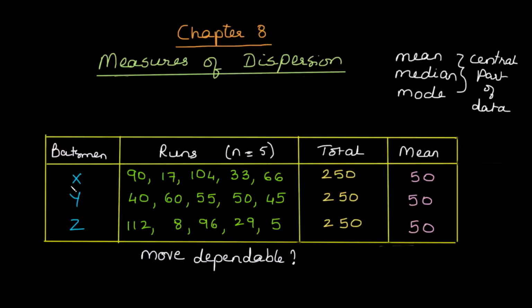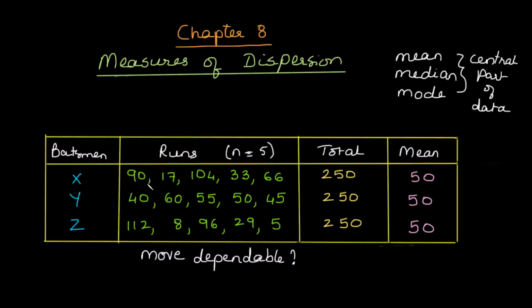For example, take the first batsman, X. X scored 90 runs in the first match, but then only 17 runs in the second match. He scored 104 runs in the third match, but then came down to 33 in the fourth match, and in the fifth match he went up to 66. What about Z? Z scored 112 runs in the first match, then came down to just 8 in the second match, then went up to 96, then 29 and then only 5. Whereas Y scored about the same amount of runs in all the 5 matches, that is 40, 60, 55, 50 and 45.